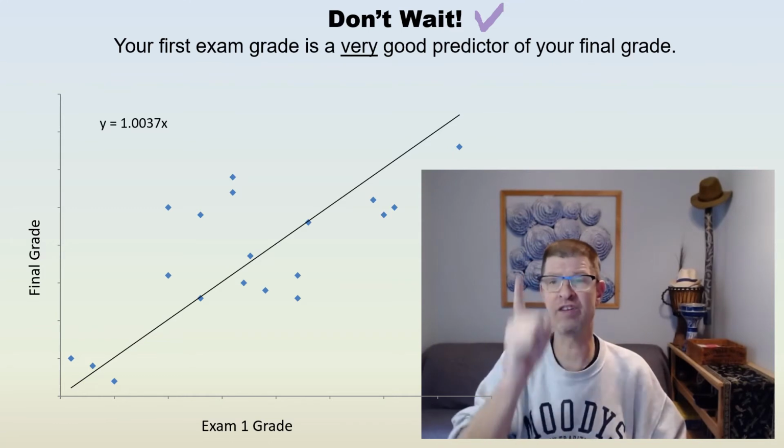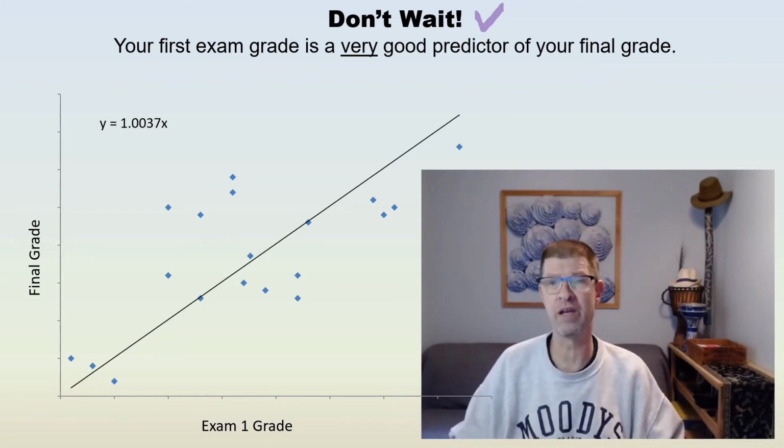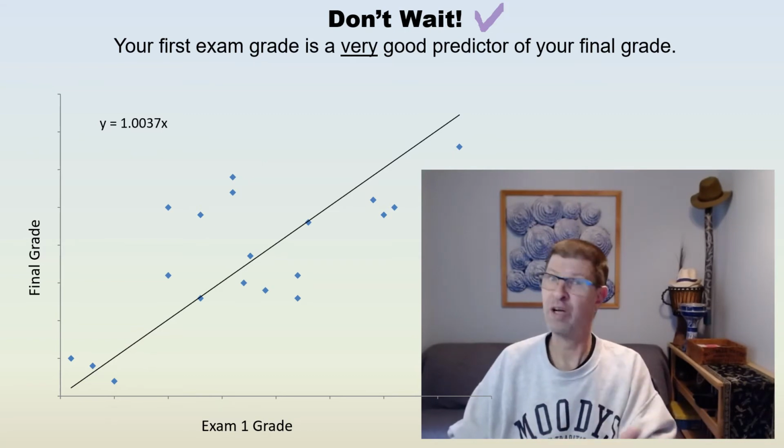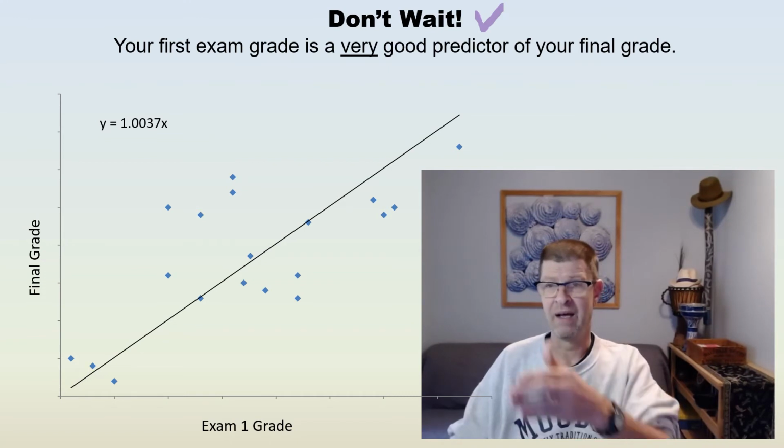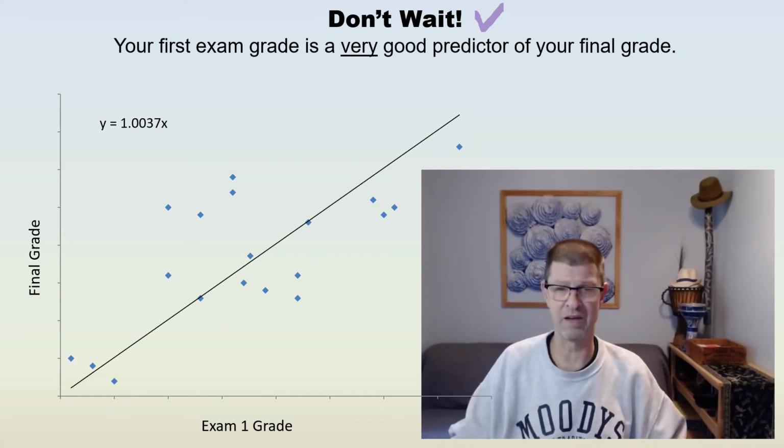Your first exam grade is a very good predictor of your final grade. This is a graph with an X and a Y axis. And if you remember some math from somewhere, the formula for a line is y equals mx plus b. There is no intercept here because it goes to the origin. So this is the formula for this line.